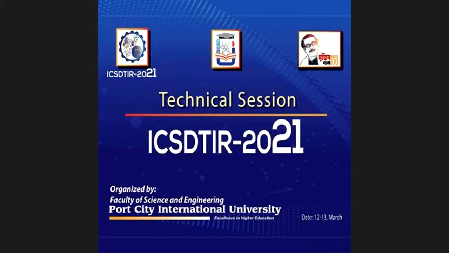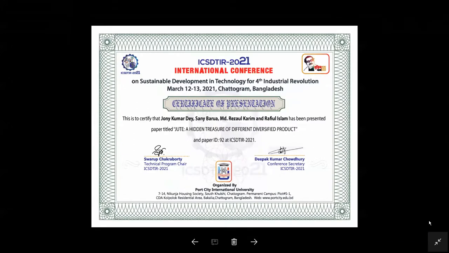Okay, now I would like to request our session chair, Professor Dr. Engineer Mohammad Julhashuddin sir, to hand over the virtual certificate to our author. Paper ID is 92. Okay, I am very glad to hand over the certificate of International Conference on Sustainable Development in Technology for Fourth Industrial Revolution to the authors, Johnny Kumar De, Sunny Burwa, Mohammad Rezaul Karim, and Rabiqul Islam. Congratulations.